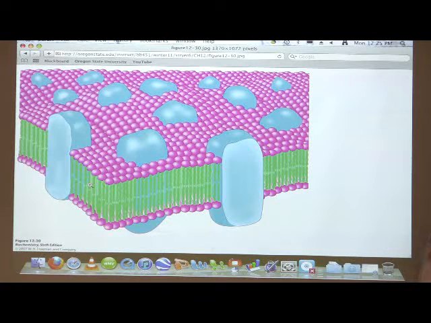Okay? Shannon? Does it only move lipids from the bottom to the outside, or is there one on the outside? Both ways. Both ways. So it can go bottom up, top down. Yep.